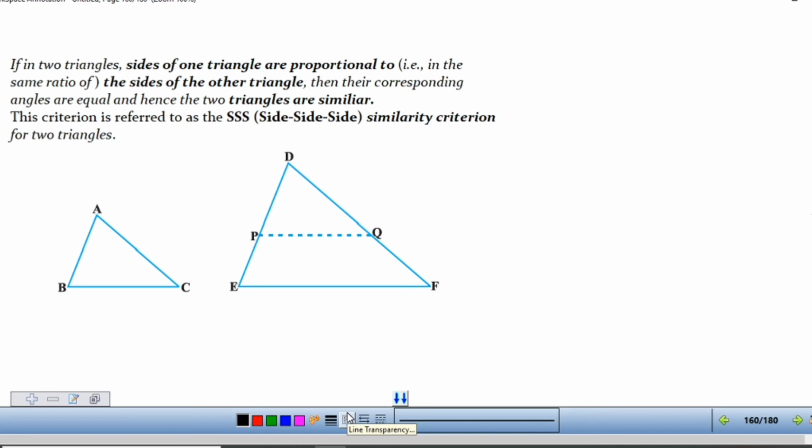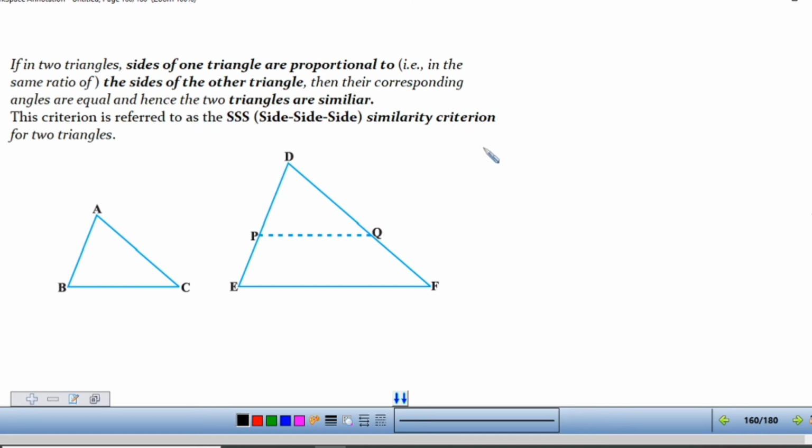Now let's learn about another similarity criteria, SSS similarity criteria, or we call it side similarity criteria. If in two triangles the sides of one triangle are proportional to the sides of the other triangle, then their corresponding angles are equal and hence the two triangles are similar.